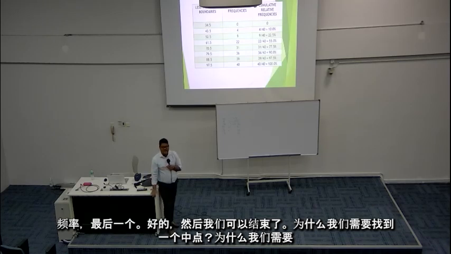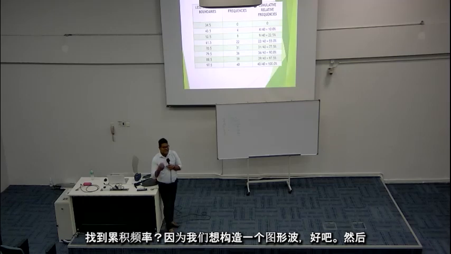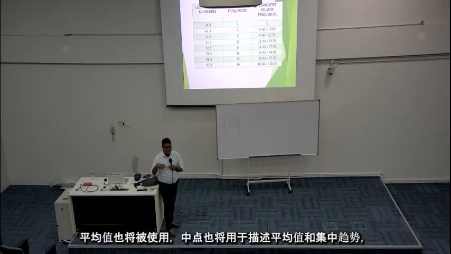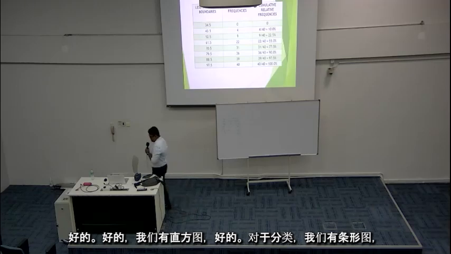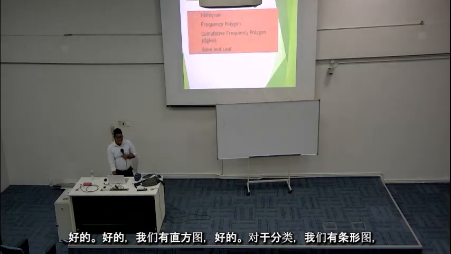Why do we need to find the midpoint? Why do we need to find the cumulative frequency? Because we want to construct graphs. The midpoint will also be used for descriptive statistics, the mean and central tendency. All right, so we have the histogram. For categorical data we have the bar chart.